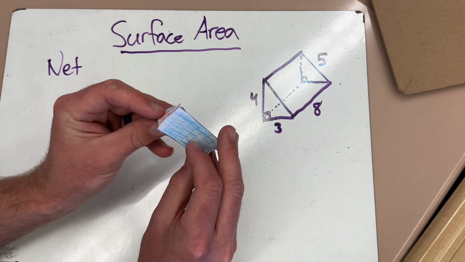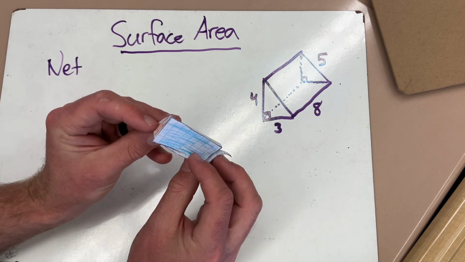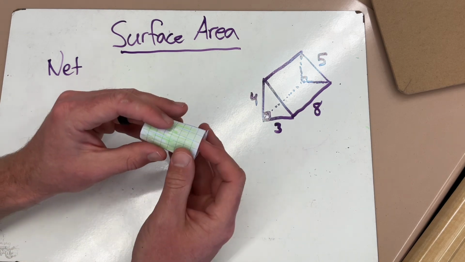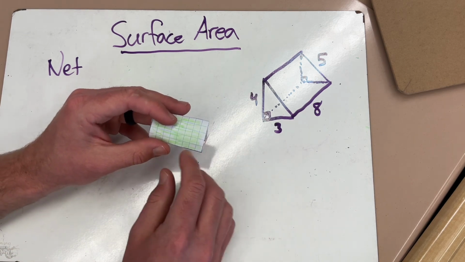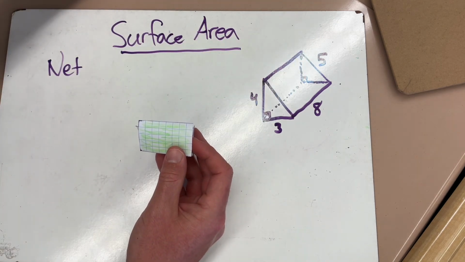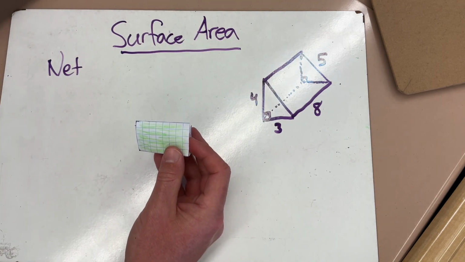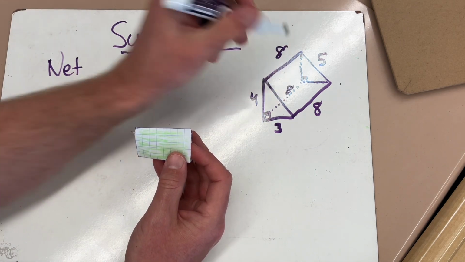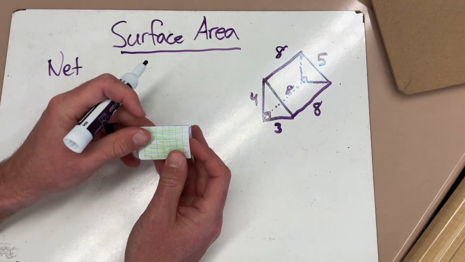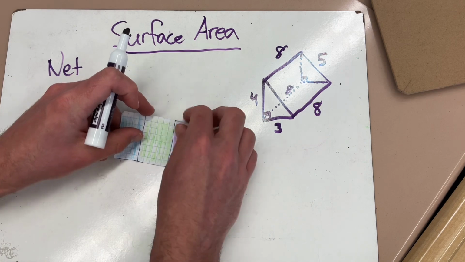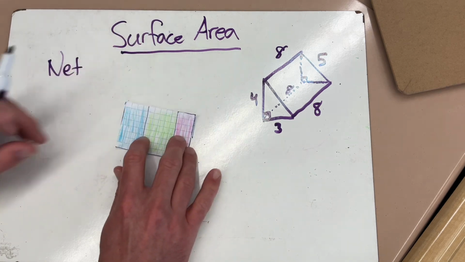Again, a net is where we're going to take this 3D shape and open it up to a 2D shape. So one thing I want to highlight here is the fact that there are 3 parts of our triangular prism that are going to have an 8 to it. And that's because there's an 8 here and an 8 here. What that ends up giving us is 3 rectangles with a side length of 8.